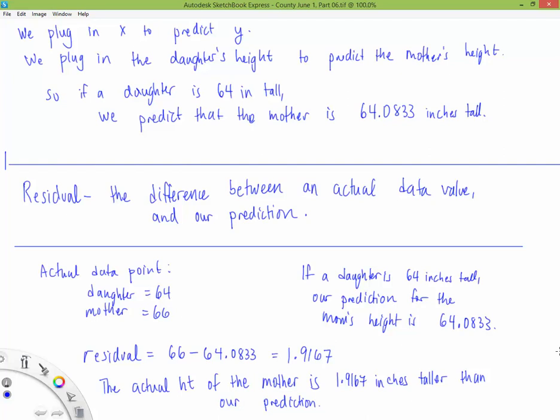Okay, all right. So see if you can write a number on your piece of paper. Okay. So we're going to say, okay, another woman is 64 inches tall. Her mom is 62 inches tall. What is the residual in this case?